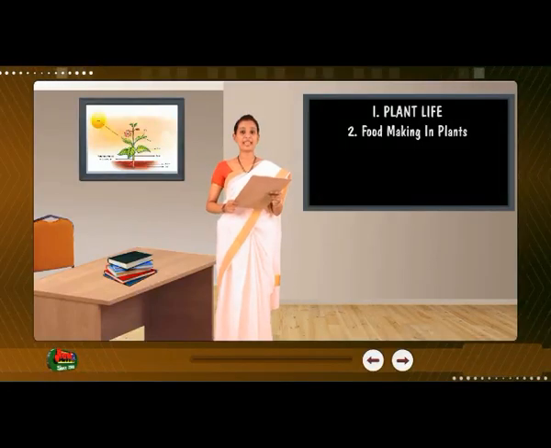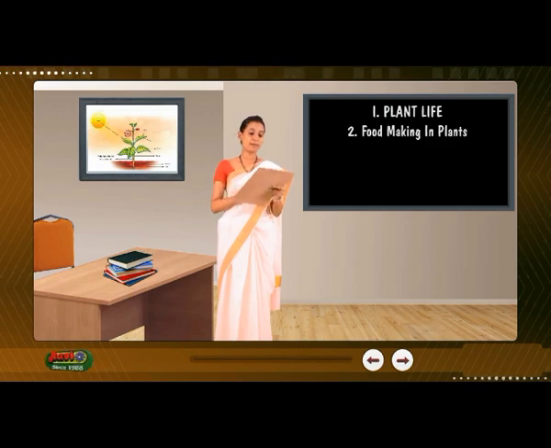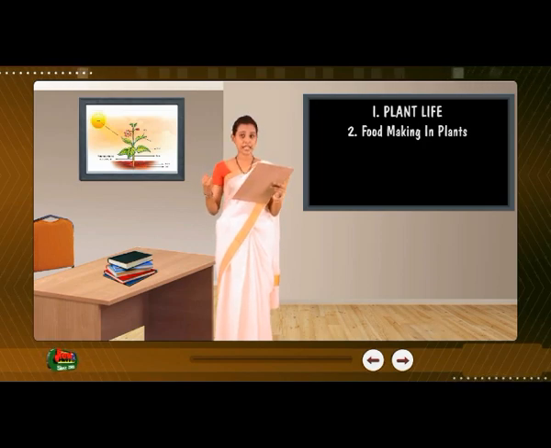2. Food making in plants. Hi friends! Plants make their own food through the process of photosynthesis, using light energy, carbon dioxide and water.